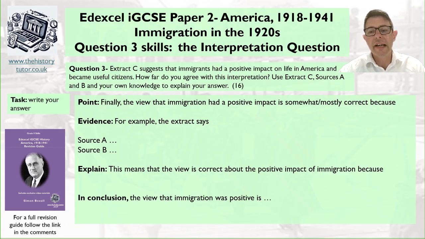This means that the view is correct about the positive impact of immigration because immigrants had helped to build America and make it great. They've been the cheap labour in the past, making the railways. Now they were the cheap labour, helping to make cheap cars for everyone on the Ford assembly line. Cheap labour is important to make the country great. So in conclusion, the view that immigration was positive is only somewhat correct, as by the 1920s there was a significant amount of people thinking America was full, concerned by organised crime and the increasing problems. This is shown by the shut the door speech and the rise of groups like the KKK.